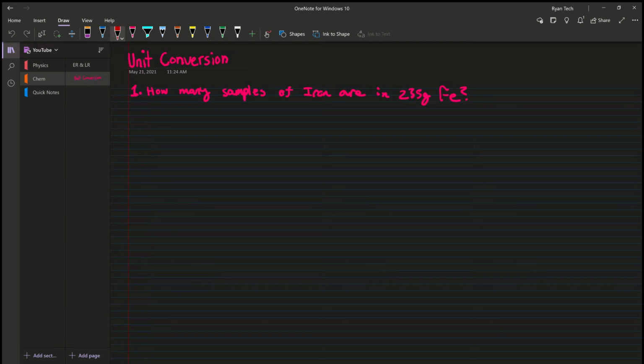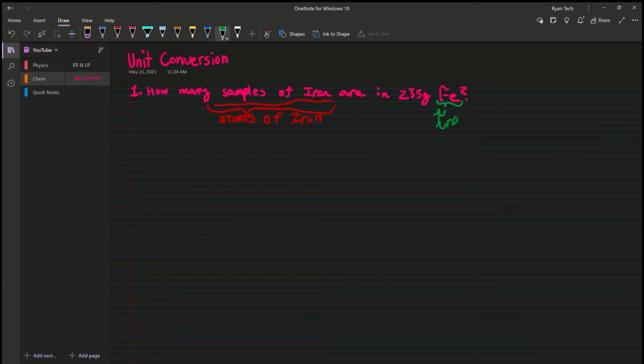Now, when they say samples of iron, they're in fact referring to atoms of iron. So how many atoms, or rather samples of iron, are in 235 grams of Fe? Now, if you haven't memorized the periodic table and you don't know what Fe means, it just means iron. So Fe is iron.